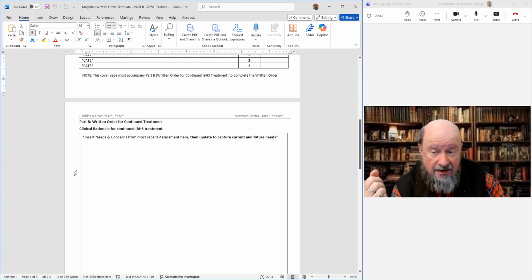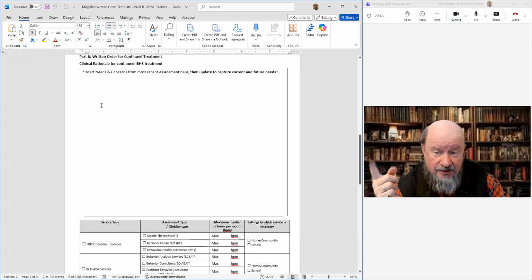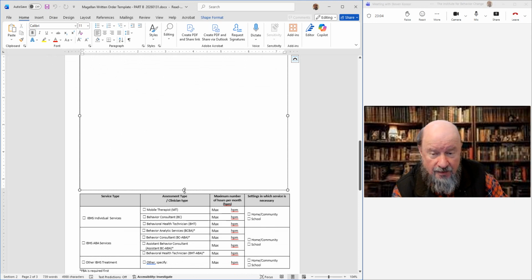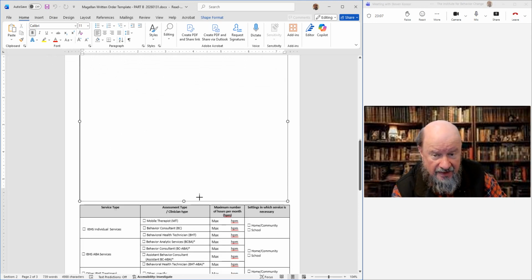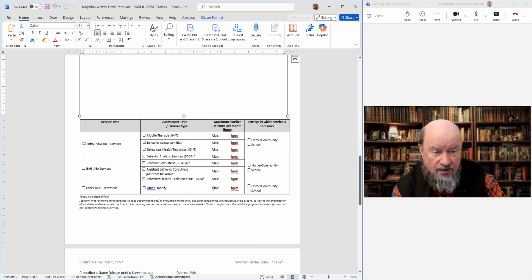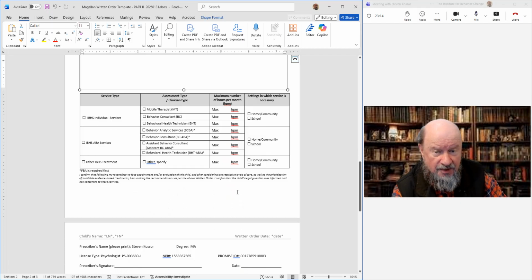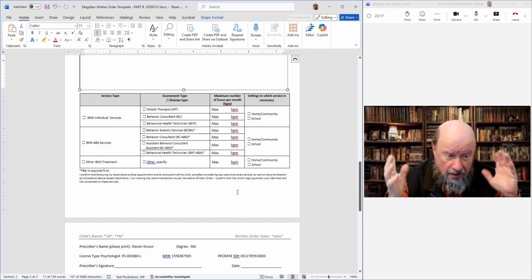Here is where the needs and concerns section is pasted and then updated to capture current and future needs. And you see, it doesn't need to be an extensive 8-10 paragraphs long. You can selectively pull from the needs and concerns section and make it fit in this approximate space. Now, I can stretch it to fit if I have to, but what I'm trying to do is create a document that is easily digestible by the insurance company, because if we make them work too hard, they push back.